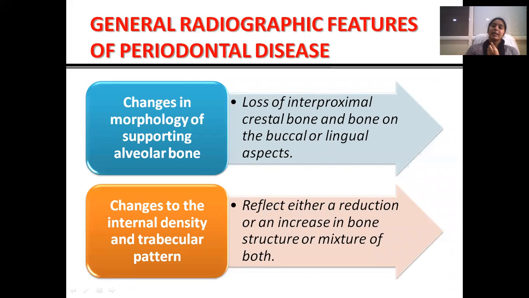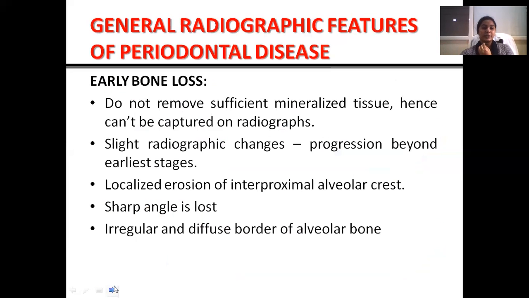Next, we will come to the features that are seen in case of periodontal disease. So there might be changes in the morphology, there might be changes in the density. So if suppose there are changes in the morphology, where do they take place? They take place on the facial bone or the lingual bone or on the interdental bone, that is the bone in between the two teeth. If suppose there are changes in the internal density, what might happen? There might be increase in the density or there might be decrease in the density of the bone.